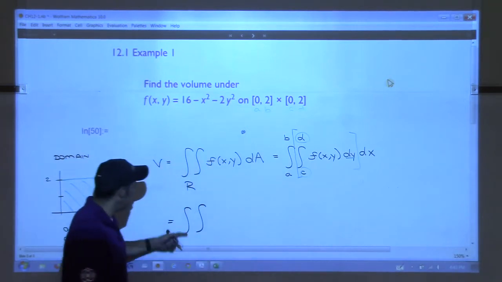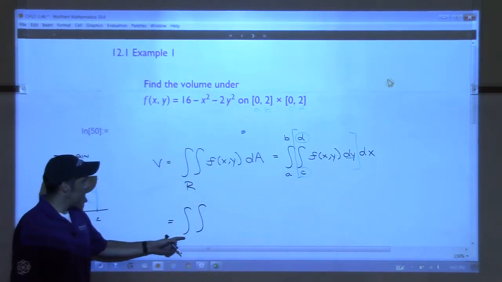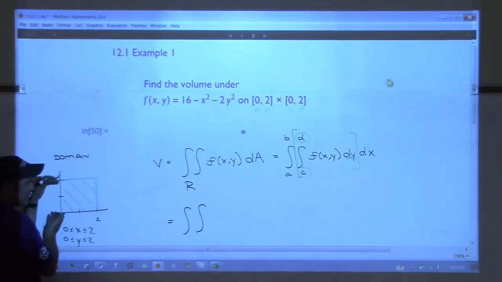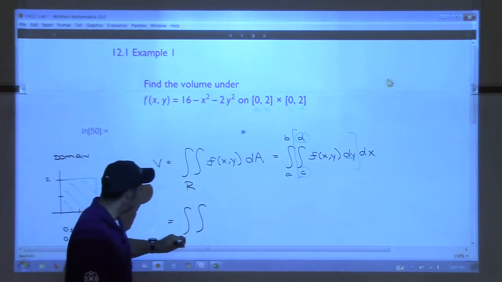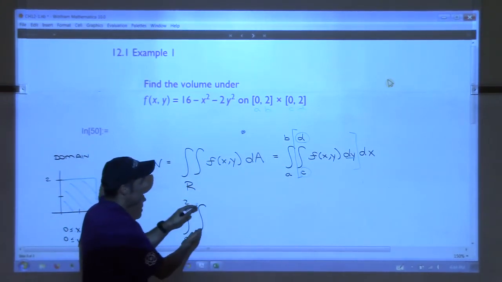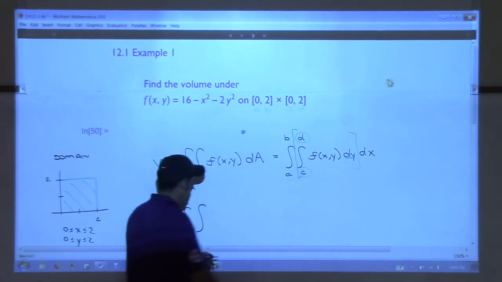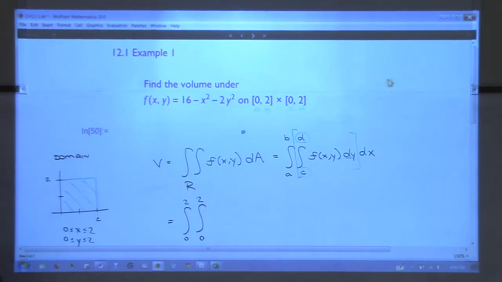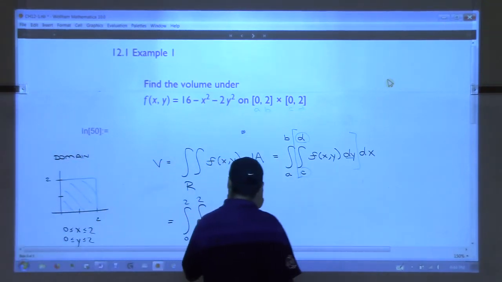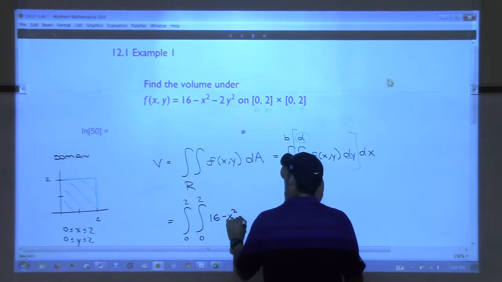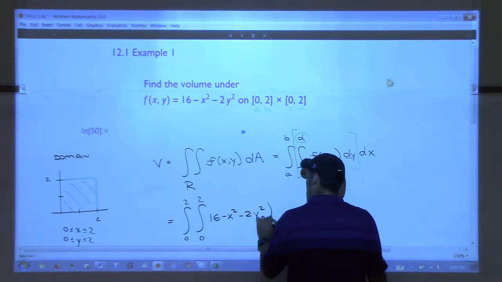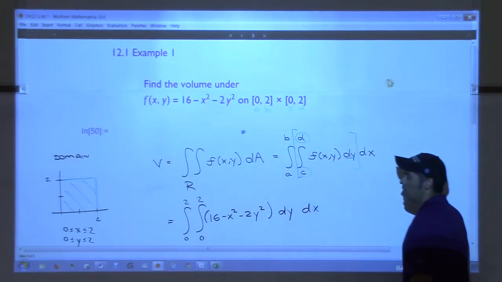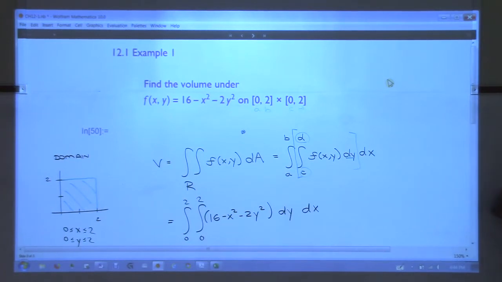So what are my limits of integration on my outer integral? That's 0, 2, right? I should have used like 0, 3 and 0, 2 for this example, just so you could distinguish the two, but these are restrictions on x. Then the inner integral, because it's with respect to y, is going to be our restrictions on y, which is also 0, 2. And then what is my surface that I'm integrating? 16 minus x squared minus 2y squared. Okay, I'm going to put that in parentheses. Now I'm going to be integrating that with respect to y first, then with respect to x. So that's the actual written out, ready to go.